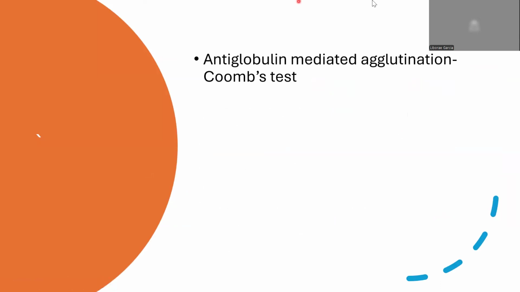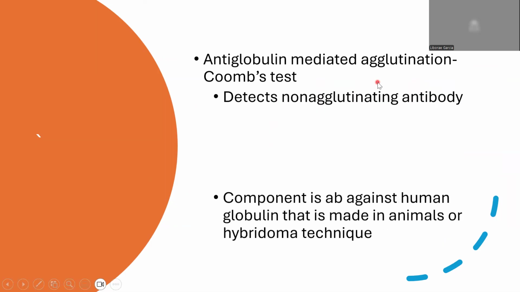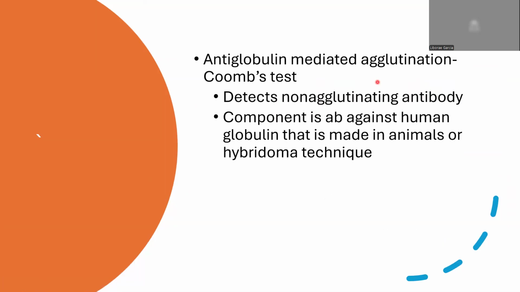So next is your antiglobulin mediated agglutination. Okay? Which is also known as your Coombs test. Okay? So this detects your non-agglutinating antibody, which again is your IgG. So the component used is an antibody against human globulin that is made in animals or by hybridoma technique. So talking about hybridoma technique, this is a technique to produce monoclonal antibodies. More of this in the next topic.